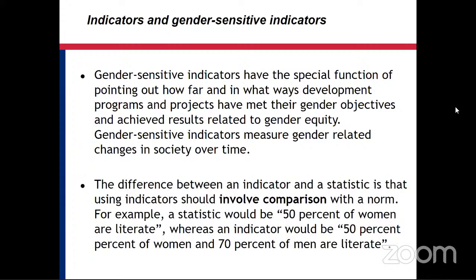Indicators and gender sensitive indicators. Gender sensitive indicators are used to see the development of programs and projects which were implemented for the result of gender equality. They measure gender related changes in society over time. The difference between an indicator and a statistic is that, for example, a statistic would be 50% of women are literate, whereas an indicator would be 50% of women are literate and 70% of men are literate.